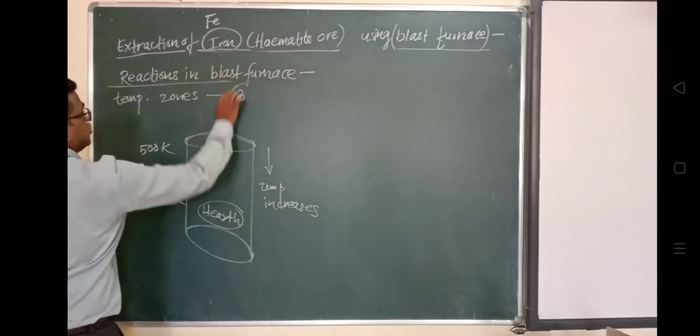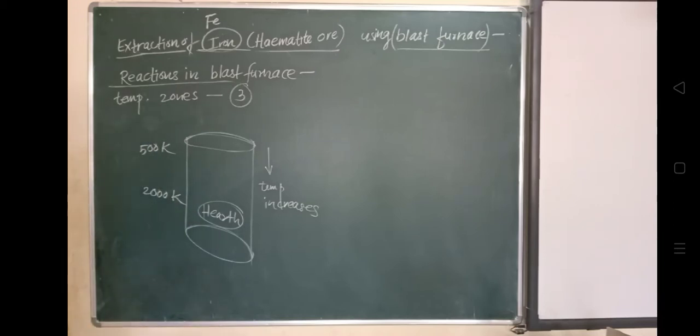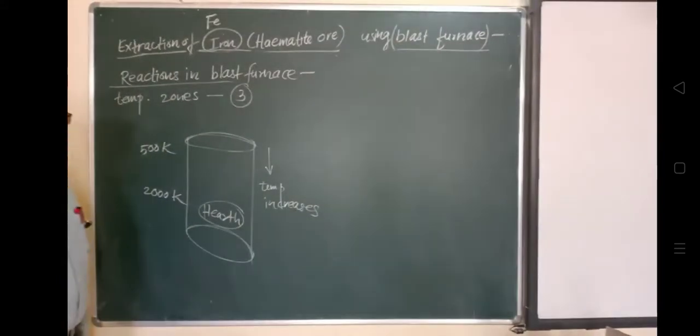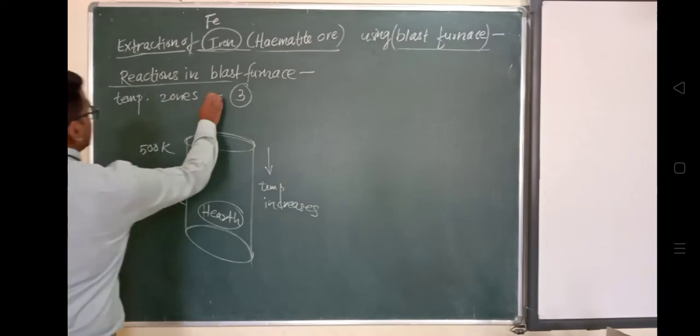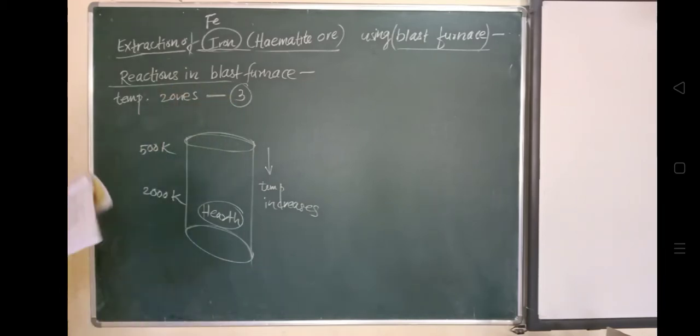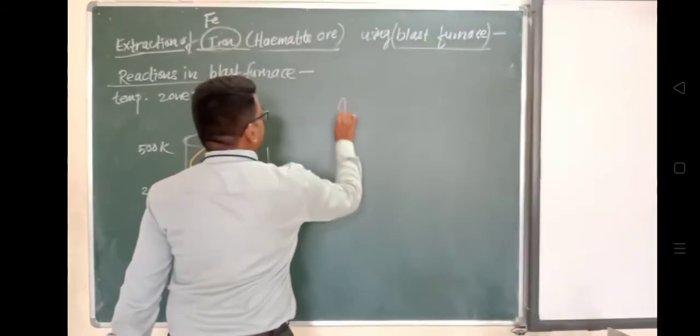The second region is called the zone of reduction, where the reduction will take place. In that temperature zone, the reduction takes place. So reduction of Fe2O3, because we know that hematite consists of Fe2O3. So reduction of this Fe2O3 will take place, and from this reduction we get metallic iron.